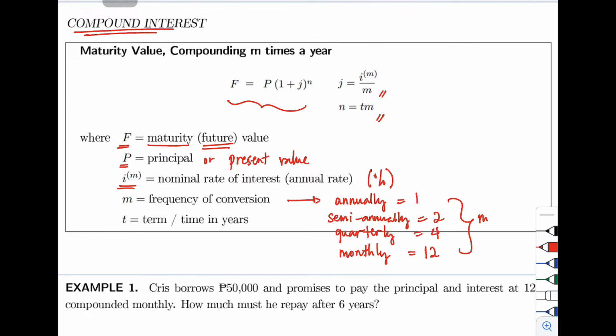O yung M. Okay? Then kung saan yung T naman is our term or time na naka-years. So again, kung sakaling naka-months kayo, kailangan i-convert nyo muna yung inyong term into years. Okay? So let's have our first example.